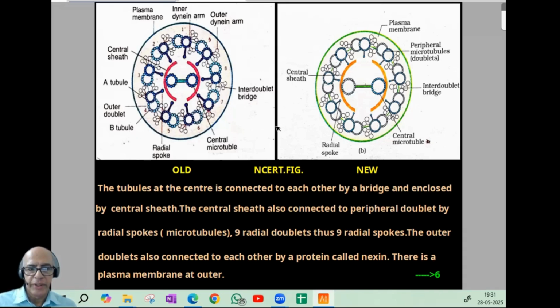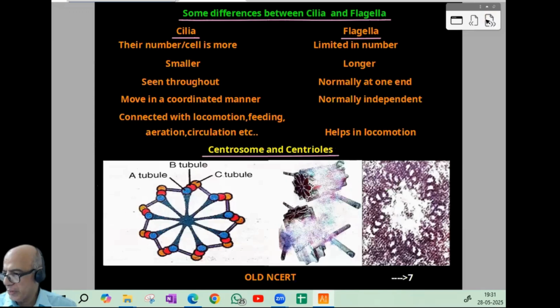The doublets are connected to each other by a protein called nexin. And there is a plasma membrane on the outside. Here you can find it. I think the idea is clear. The doublets are named A and B, and they also will be connected. That's regarding structure. Now we can proceed to the next page.